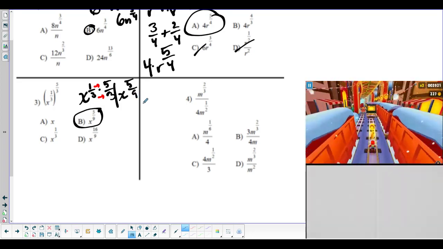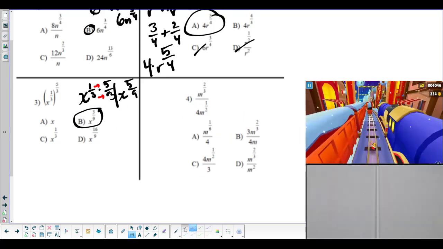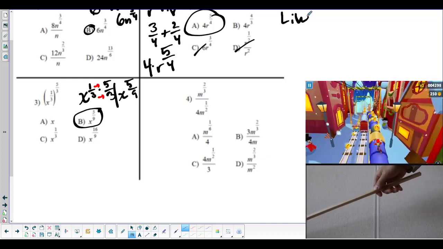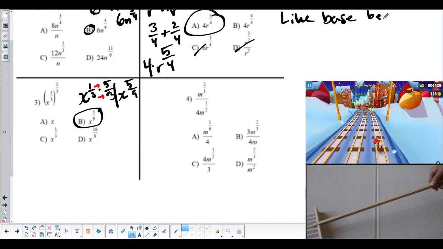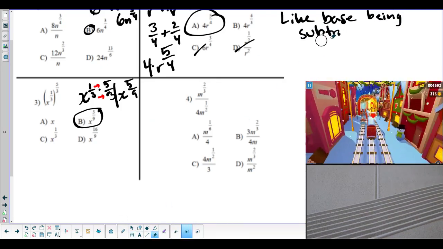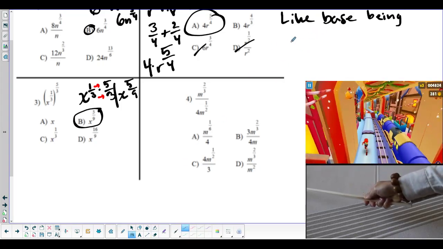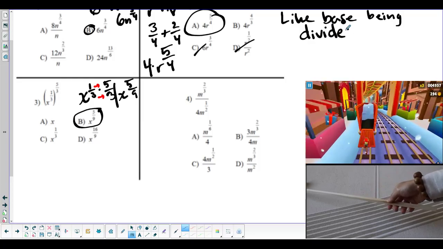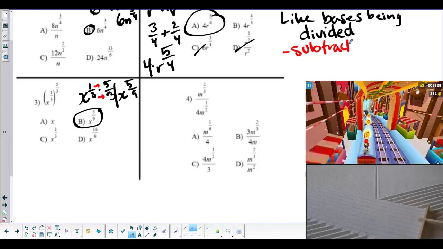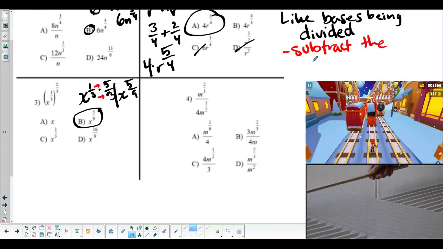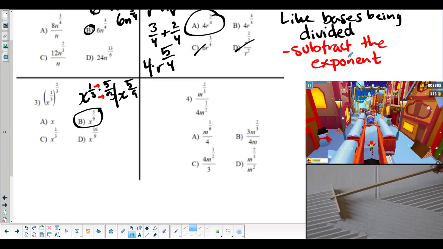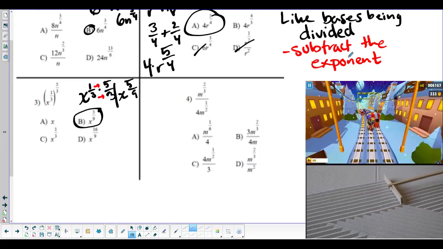And then finally for number 4, another rule we have to worry about, instead of like bases being subtracted this time. Sorry, what? Divided. Being divided. I got ahead of myself. Like bases being divided means you subtract the exponents. So when we multiplied, we added. The opposite of multiply is divide, and so we're going to do the opposite of add, which is subtract.